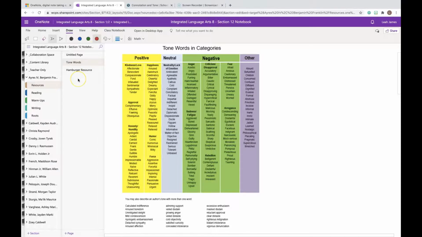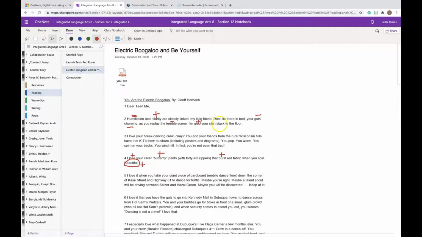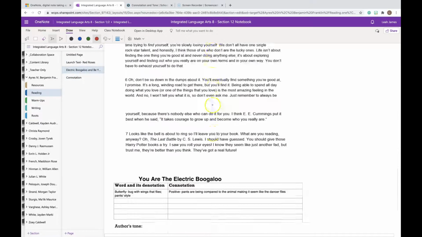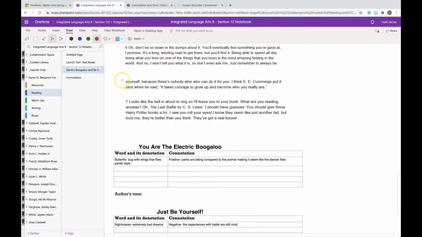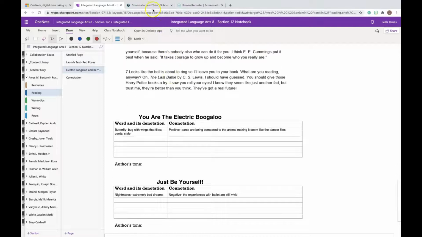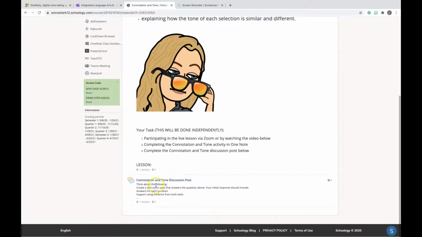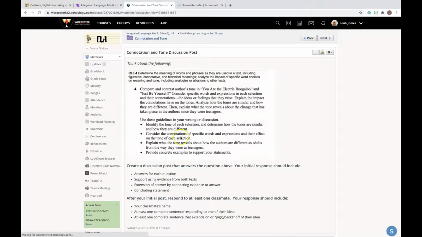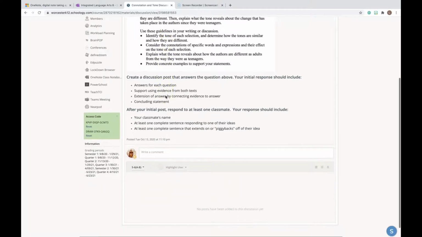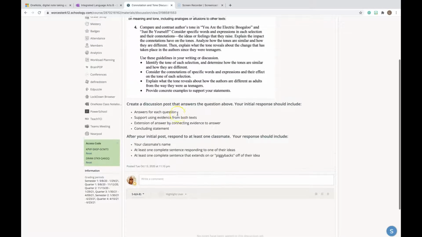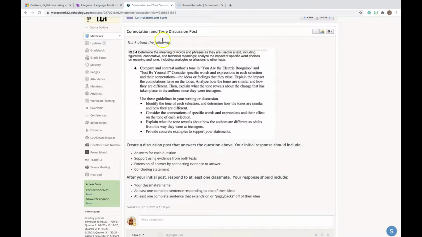So once you are finished with that Electric Boogaloo and Just Be Yourself connotation activity, you are done for the day in OneNote. With that, you don't have to turn anything in. So once you are finished with that chart, you are actually going to use it to answer your discussion post. So your question is right here, okay? And you are responsible for creating a discussion post that answers this question above, all right?